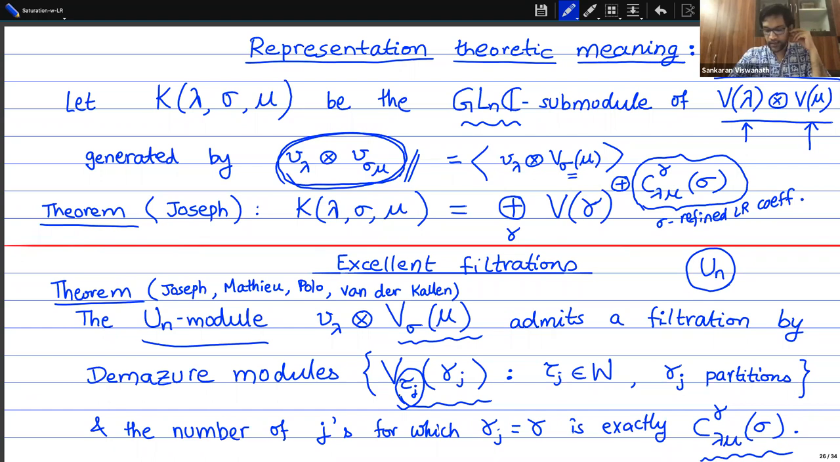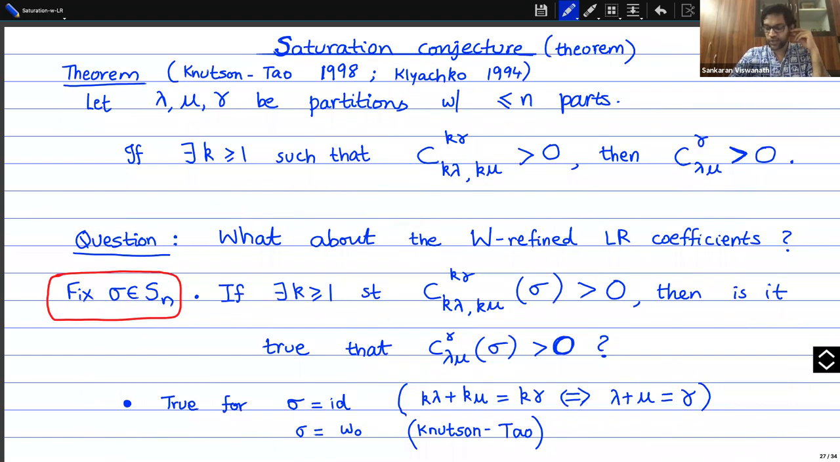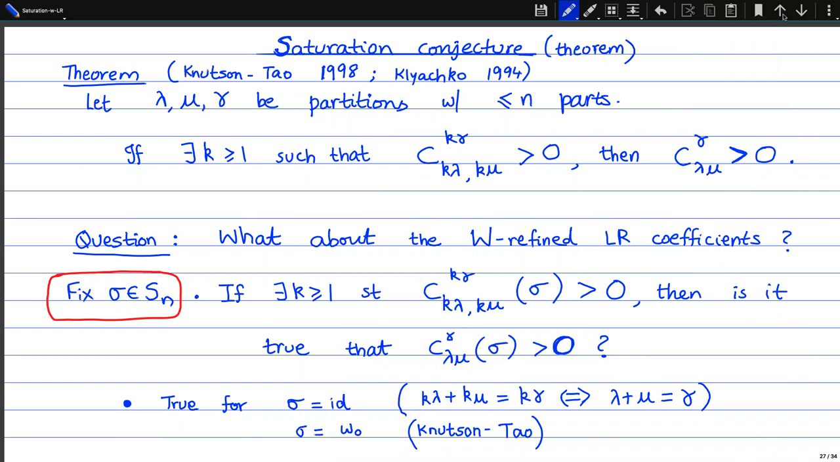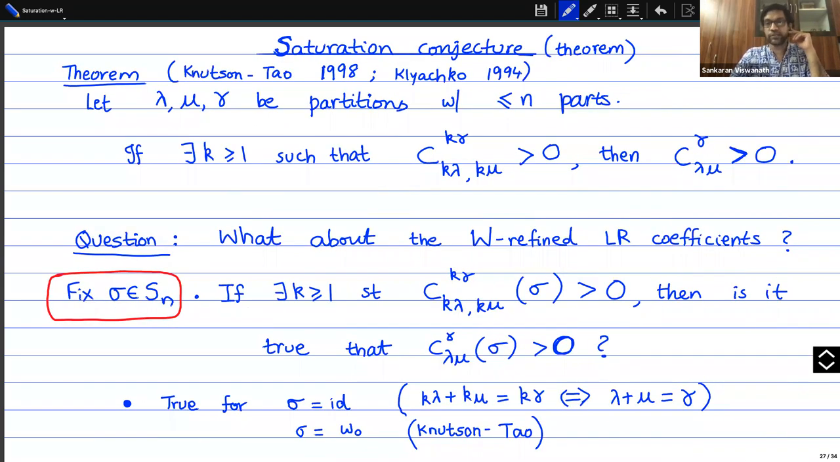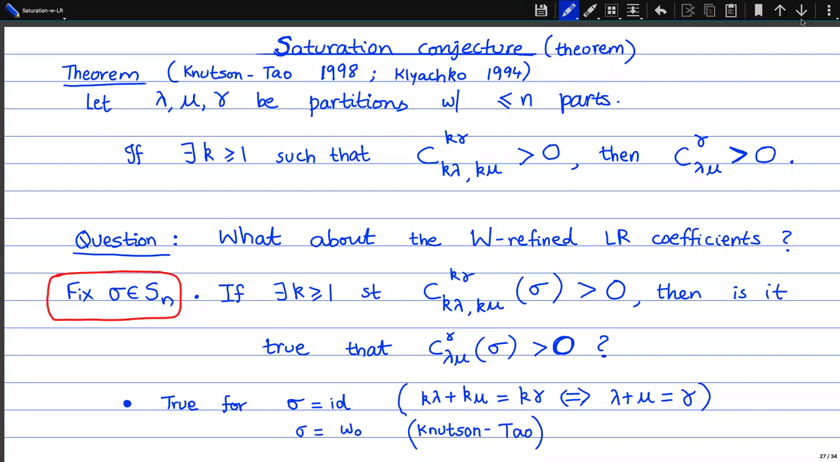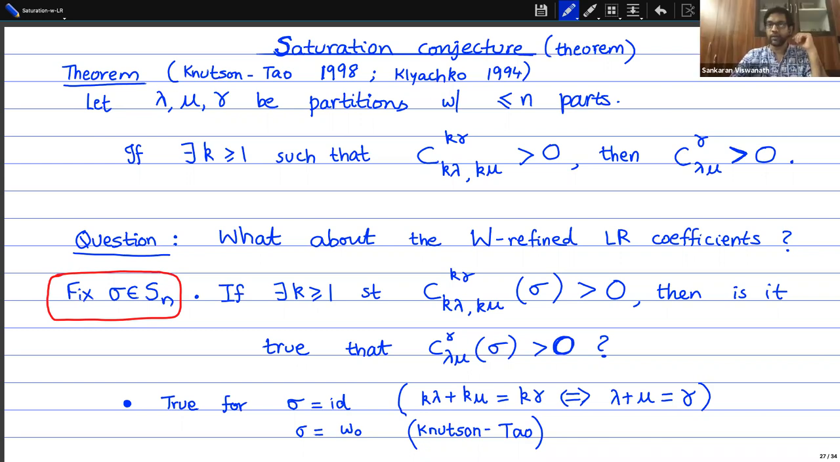Everything I've said until this very last thing, so other than saturation, everything before this slide is, of course, in general. All of the same stuff works, even for Kac-Moody algebras, etc. But you know, Joseph's results are very, very general. So until this point, everything is all types. It's only when we get to saturation that we really have to start thinking about type A, because there we don't quite know what happens with other types. So that's the reason for the restriction to type A.